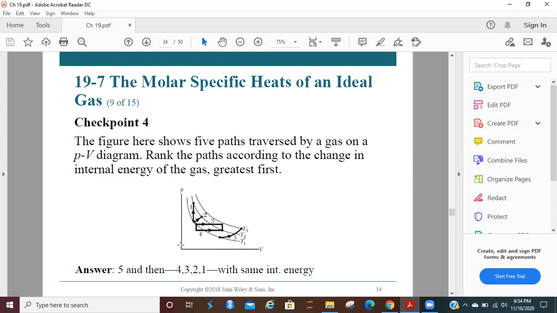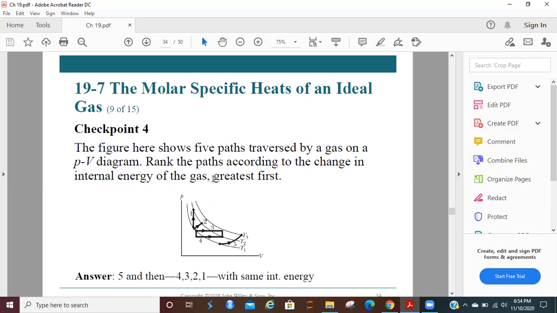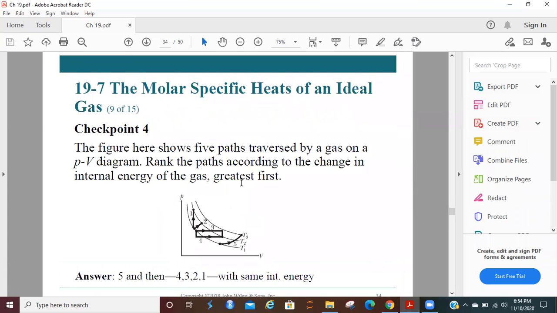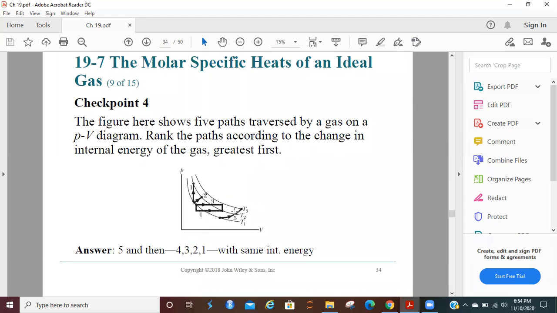Obviously, if you go back and take a look at the internal energy definition, this is going to be constant, particularly for all 5 of those scenarios. It's going to be the same. The greatest change you're going to have is a reflection of the change in temperature. The only thing that changes temperature more than anything else is going to be root 5. All of these other roots change from this temperature to this temperature. Therefore, all of those are going to have the same internal energy.